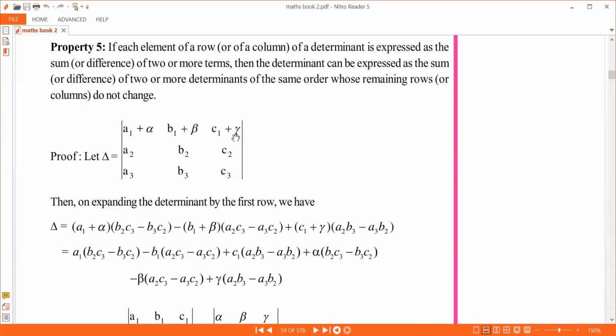Now, what he says is these terms have to be like a sum in a single column or a single row. Okay. Then only this property works. You can split this into two determinants. How? A1, A2, A3; B1, B2, B3; C1, C2, C3.